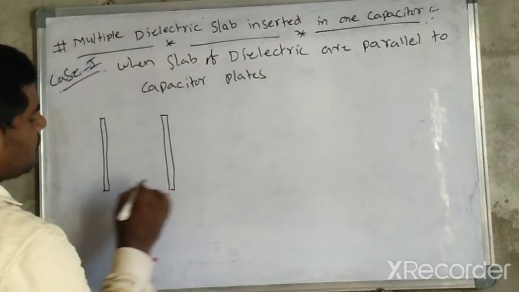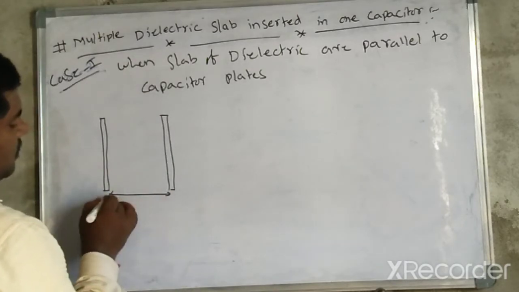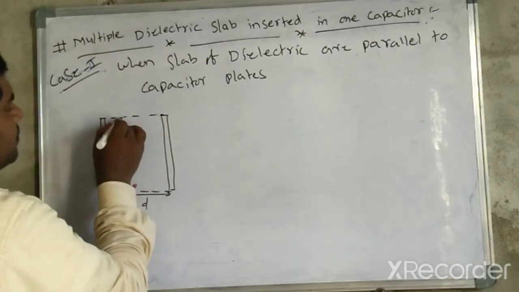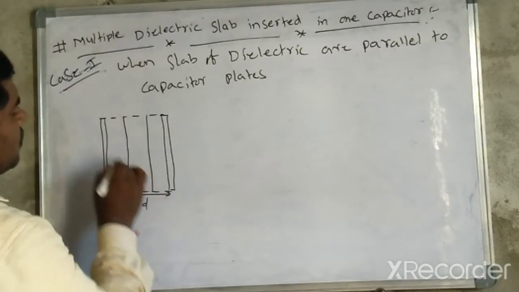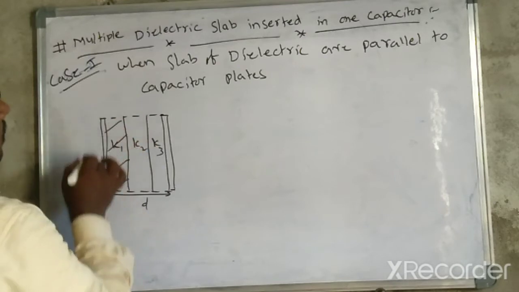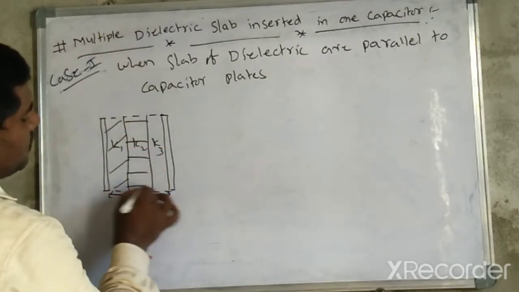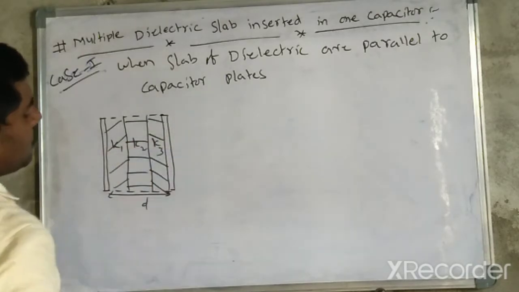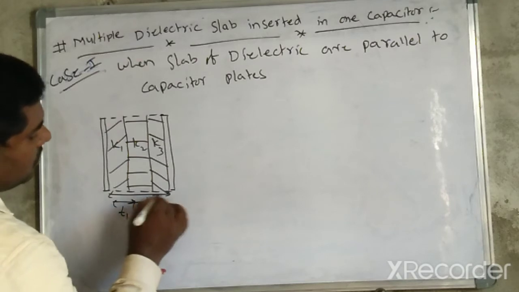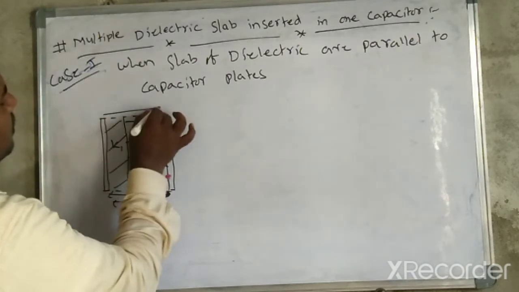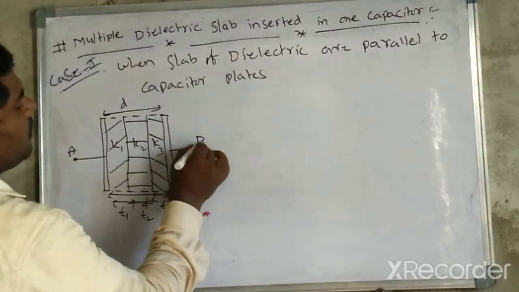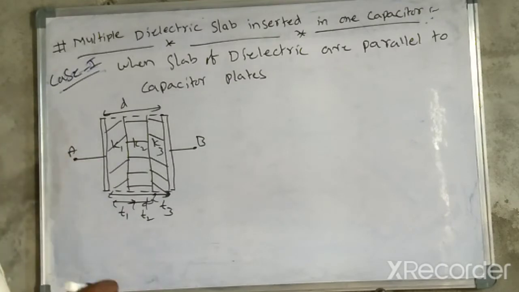So this has the same thickness, the separation distance D. Inside, I would like to consider 3 slabs like this. This is K1, K2, here K3. So these are 3 different slabs like this. Here this thickness I would like to consider T1, this thickness T2, this thickness T3, with separation distance D. Here the battery terminal points: this point is B, this point is A.